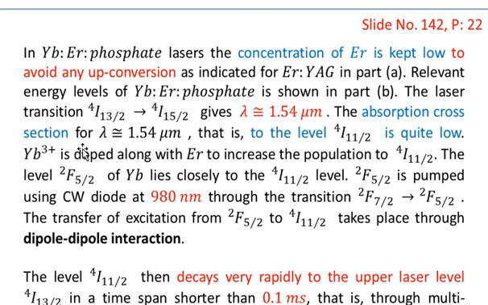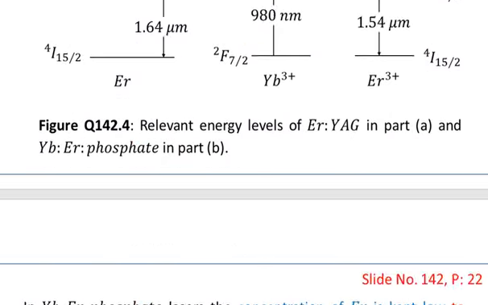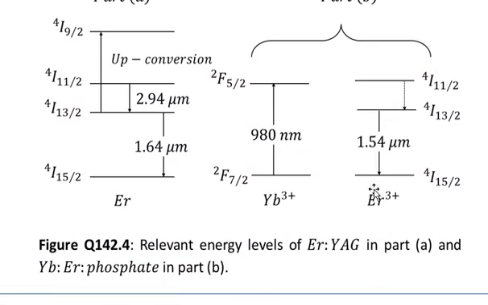The absorption cross section for lambda equal to 1.54, that is to the level 4I11/2, is quite low. So if we want to have an excitation from the ground state of erbium, that is 4I15/2 to 4I11/2, then the cross section for this transition is very weak. So this transition, from 4I15/2 to 4I11/2, is a very weak transition.